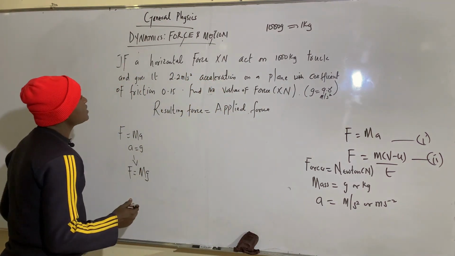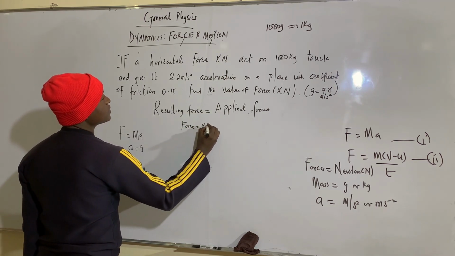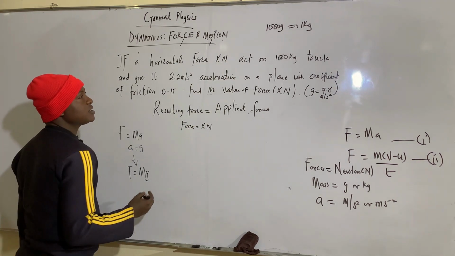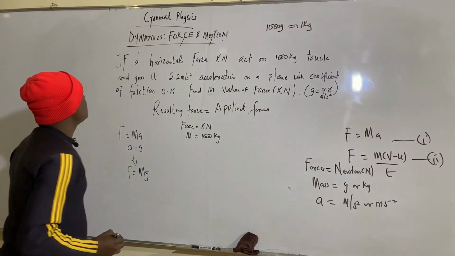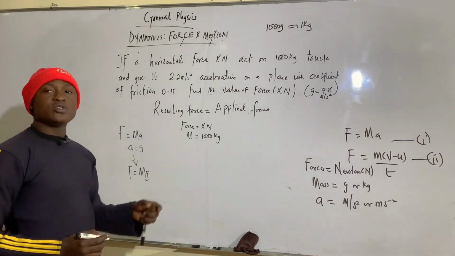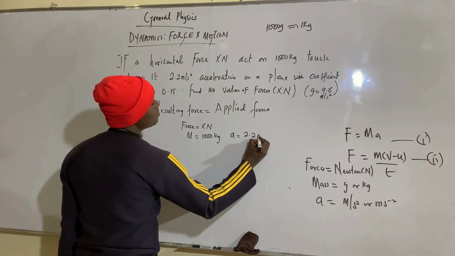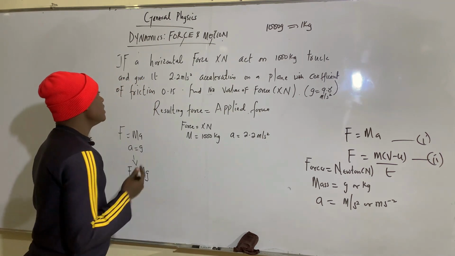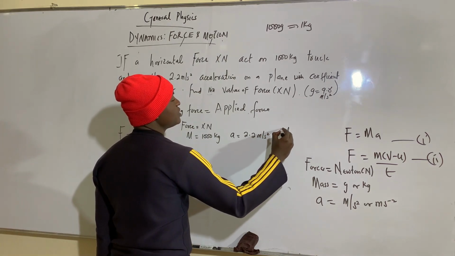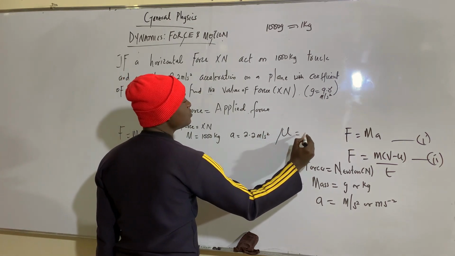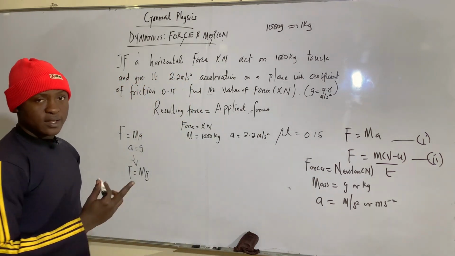So let's firstly write down the data. The force is given as x Newton acting on a 1,000 kilogram truck. We are given the mass to be 1,000, and it is given 2.2 meter per second squared as acceleration, so a is 2.2 meter per second squared. Then we are given the coefficient of friction, which is mu. In physics, mu is friction. We are given the value to be 0.15, and the problem says find the value of F, which is x Newton.